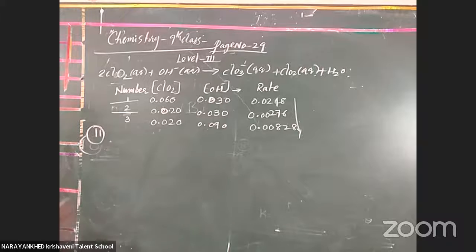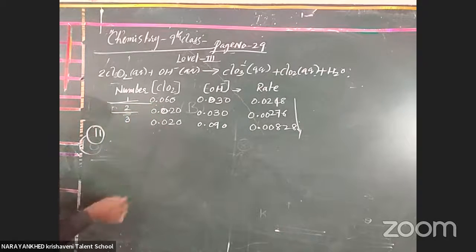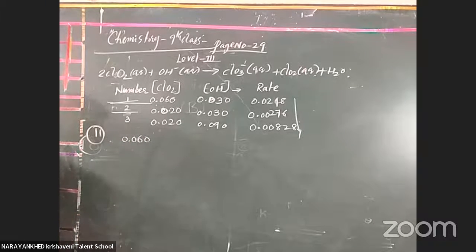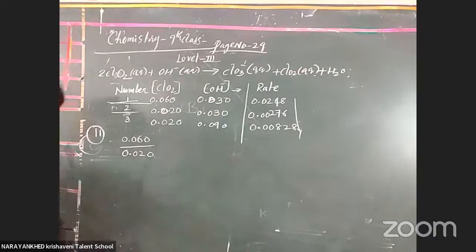Take the first trial and the second trial: 0.060 and 0.020. These are the two molarity concentrations. You have to find the ratio, and then compare this concentration ratio with the rate ratio. At that point, you get the order.